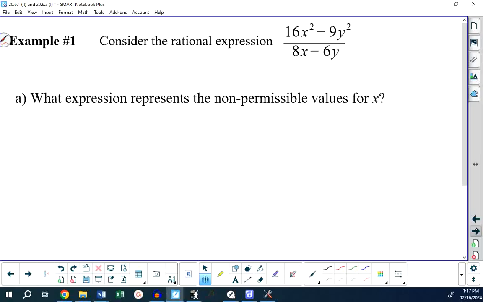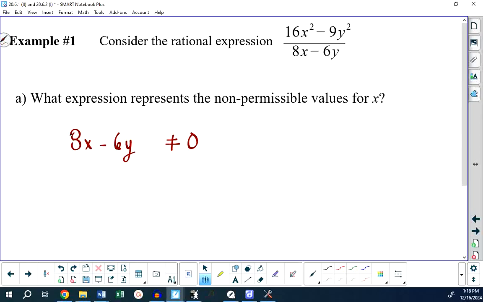To begin with, consider this rational expression. What expression represents the non-permissible values for x? Let's not worry about whether we can simplify this or not. If I said, what are the non-permissible values for x, you would say that 8x minus 6y can never be equal to 0. Right? Are you with me? Okay. Just checking. But that's true. That's a good non-permissible statement. Whatever x and y are, 8 times x minus 6 times y can never give you 0.